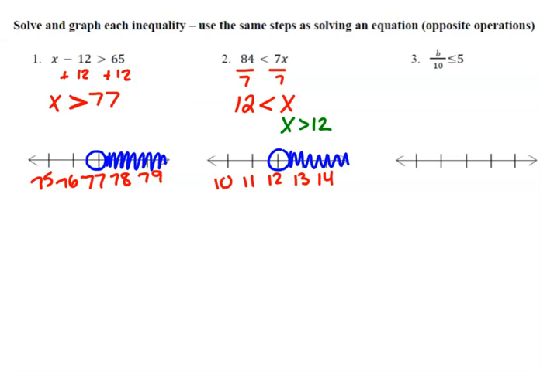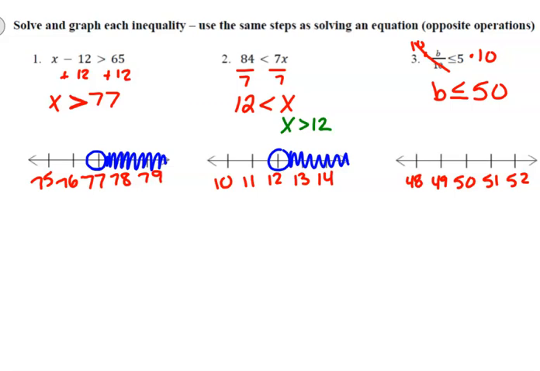So if I take that same idea then over to number 3, here I have a fraction. So a fraction means division, right? B divided by 10 is less than or equal to 5. So the opposite of division is multiplication. So B is less than or equal to 5 times 10, which is 50. So again, our 50 is going to go in the middle. We count up and we count down.